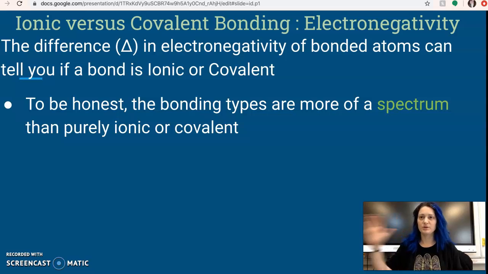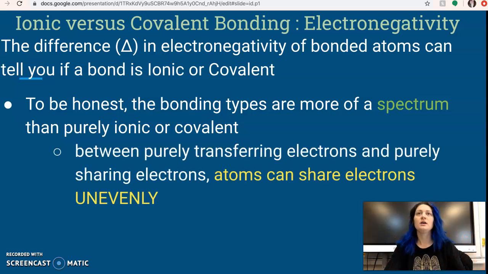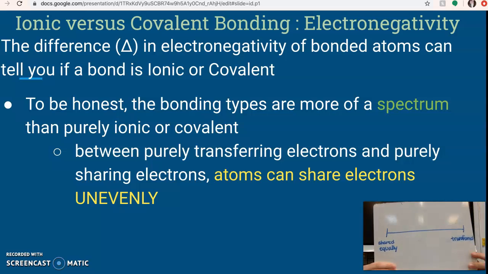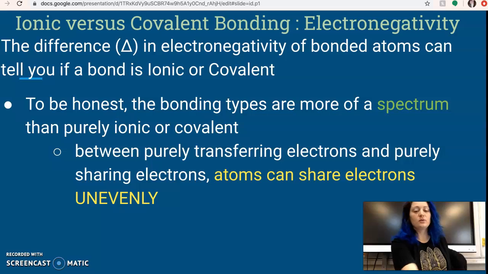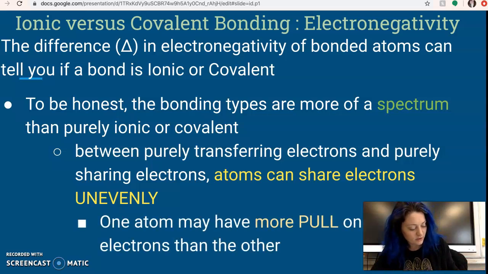However, as we discussed earlier in the unit, bonding isn't simply dichotomous. It's not purely sharing or purely transferring. To be honest, it's more of a spectrum. There can be bonding in between. And what can happen is you can have perfect sharing of electrons, right? You can have the perfect transfer of electrons, or you can have unequal sharing of electrons. So that unequal sharing of electrons is what we call polar.